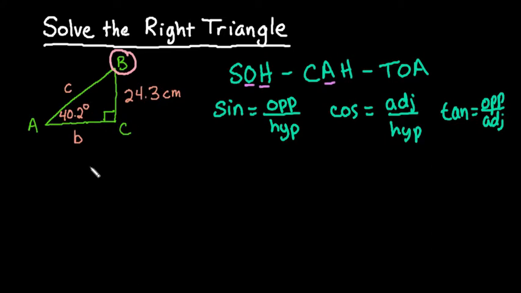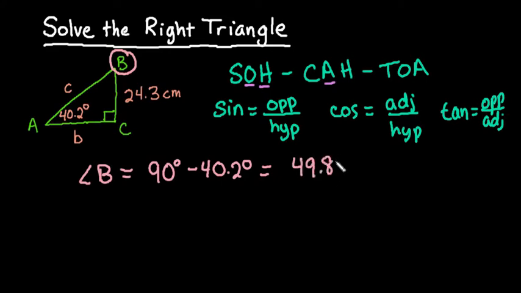So I can say that angle B is equal to 90 degrees minus 40.2 degrees. If I simplify that, I end up with 49.8 degrees. So that was our first missing information. We were missing angle B. We are also missing side B and side C.